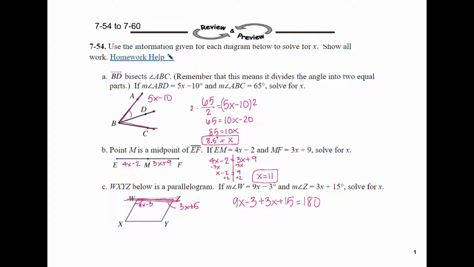We want to combine our like terms on the same side of our equation, so we get 12x plus 12 equals 180. The inverse of adding 12 is subtracting 12, so we get 12x is equal to 168. The inverse of multiplication is division, so we get x is equal to 14 degrees.